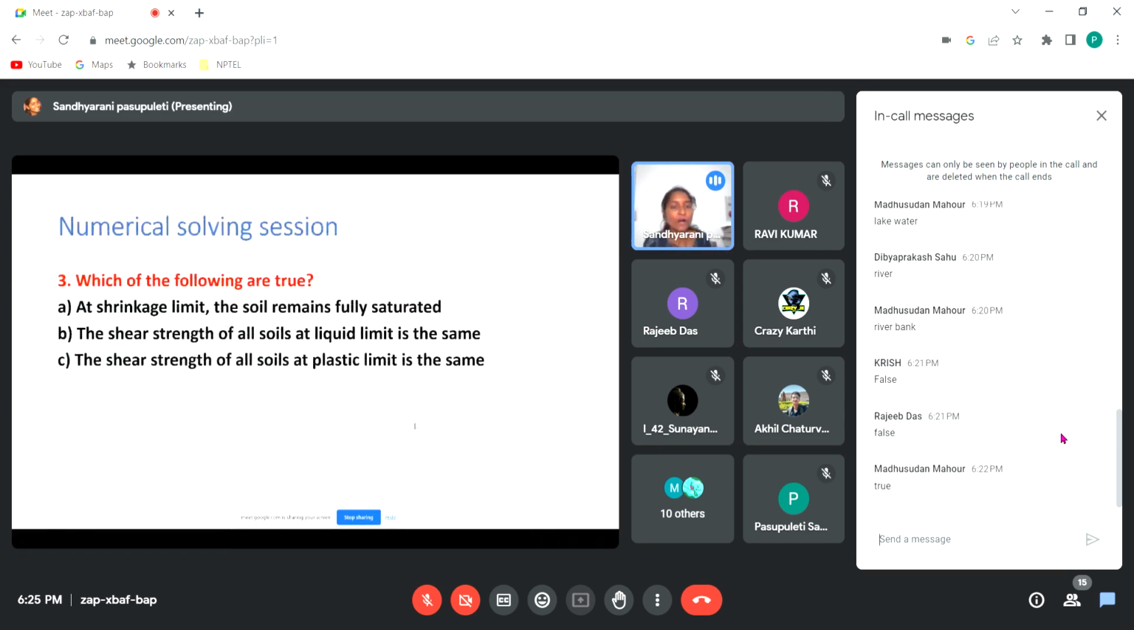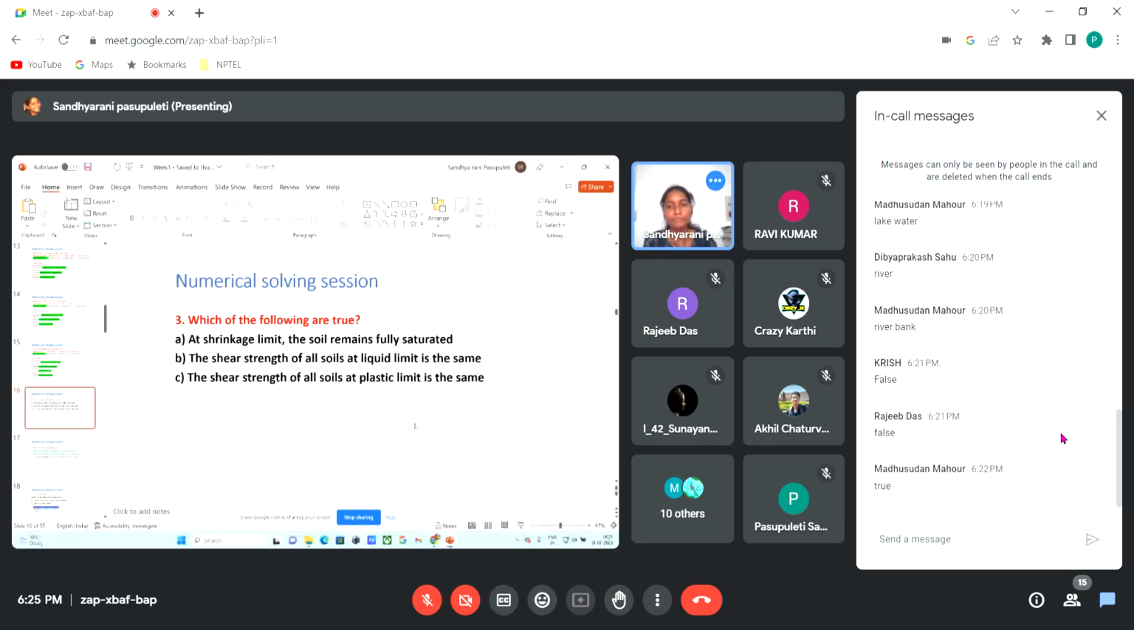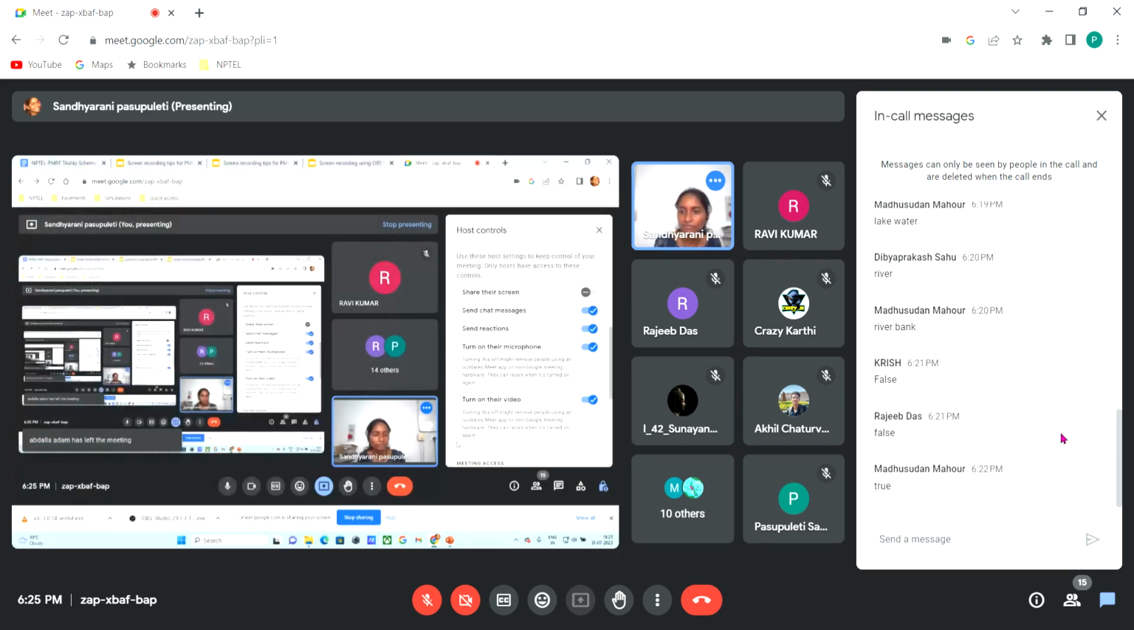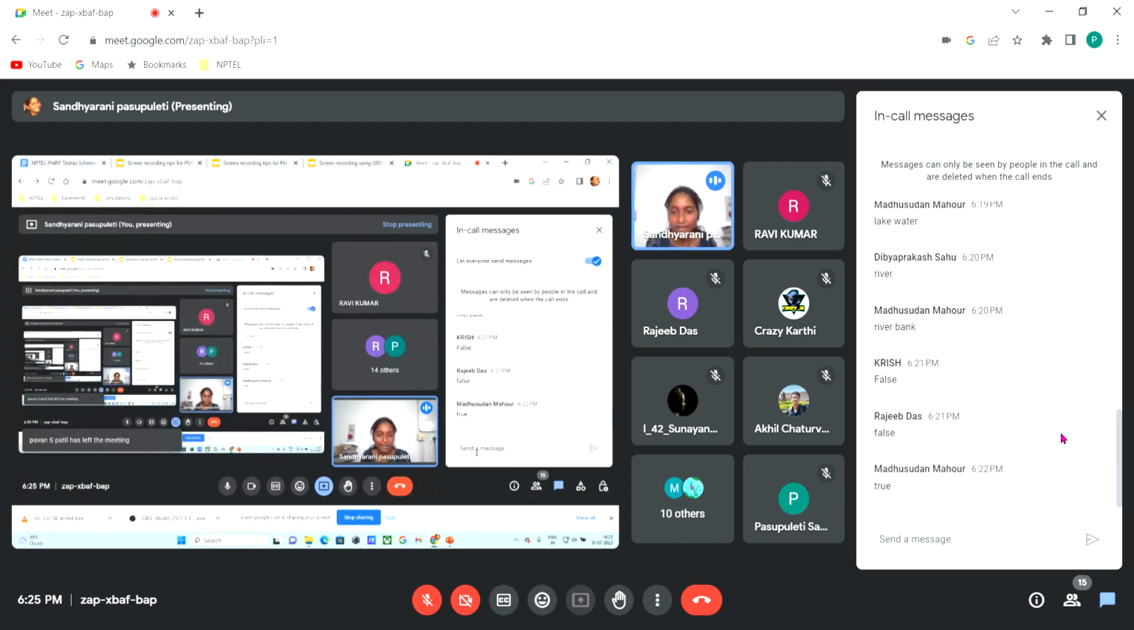And if we come to option B, the shear strength of all soils at liquid limit is the same. This is related to the discussion I had just a minute before. Is it true or not? Usually, what is the shear strength of the soil at liquid limit? The value. What is the shear strength of the soil at liquid limit?